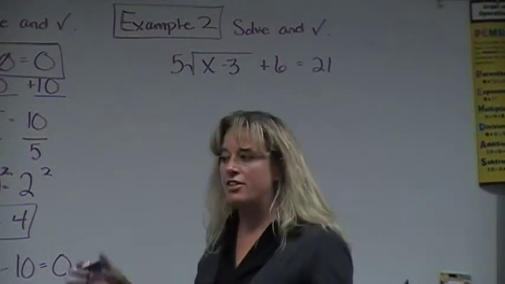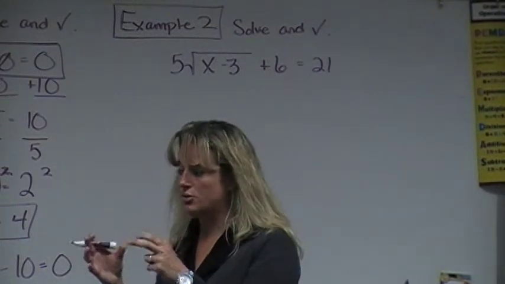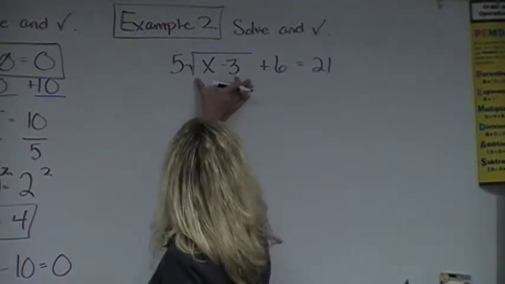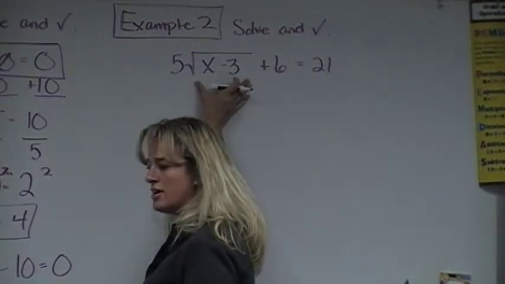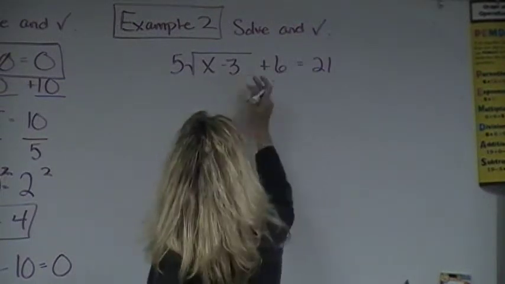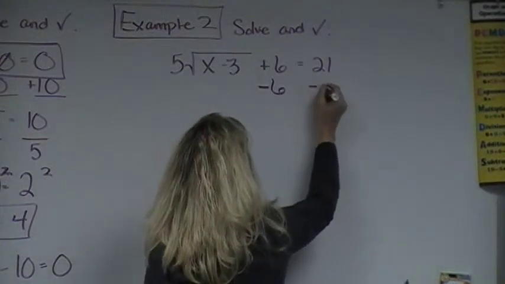Don't even think about adding 3 to both sides, because it's inside the radical, so don't touch anything inside of it. Okay? So we want to get this all by itself. How am I going to get the square root of x minus 3 all by itself? Subtract 6. Good. We're going to subtract 6 first.